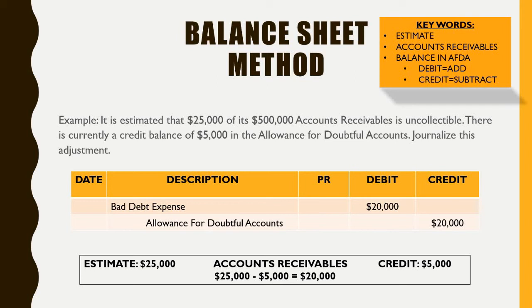Okay? So given the scenario here, in this case, I already am on the credit side by 5,000. So how many more do I need to get to 25? And that's why you subtract the two numbers, because in this case, I'm already at 5,000. How many more do I need to get to 25,000? 20,000 more. Okay? And that's exactly what you're going to do here. So this is the balance sheet method.